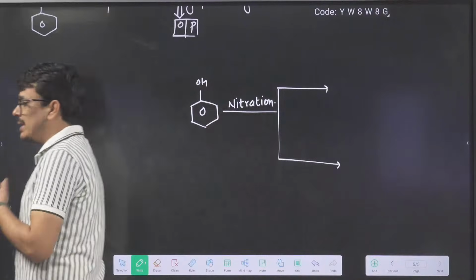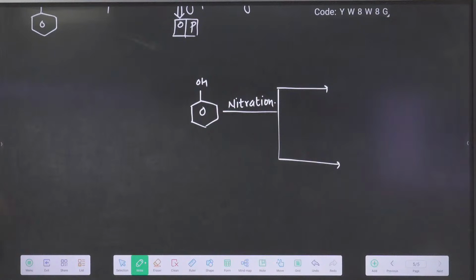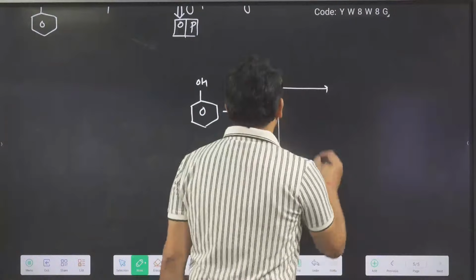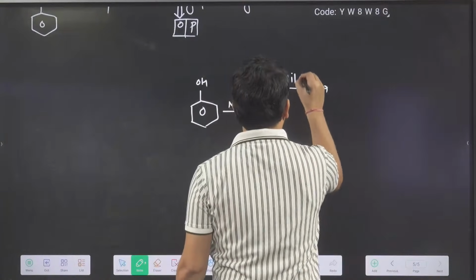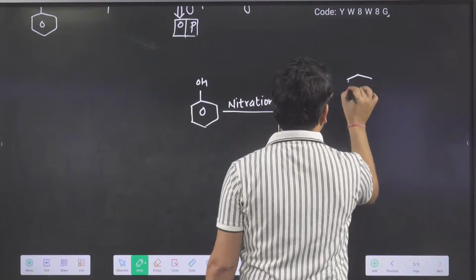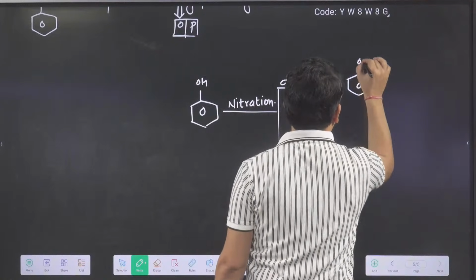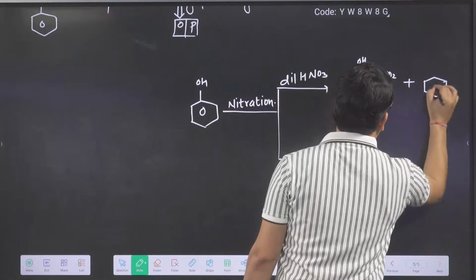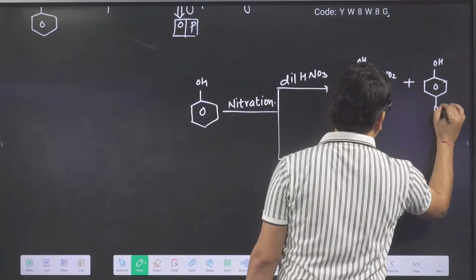Now for nitration, if you remember, till now we mostly use concentrated nitric acid plus concentrated H2SO4, the nitrating mixture. In this case, if I use dilute nitric acid instead, then you will get two products: one of them orthonitrophenol and one of them paranitrophenol.